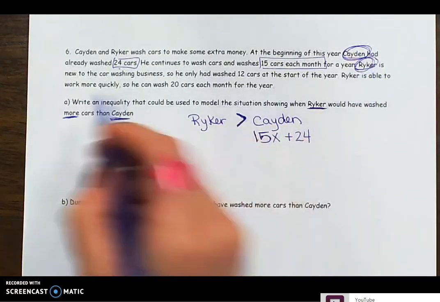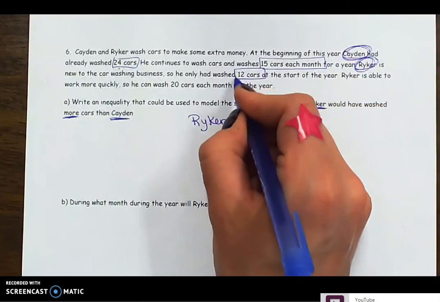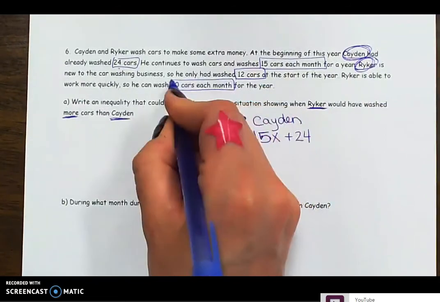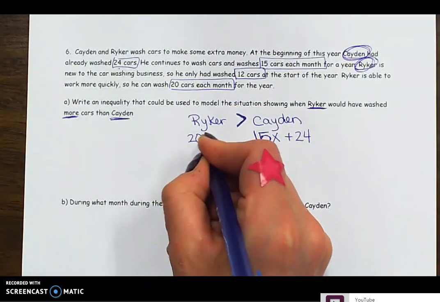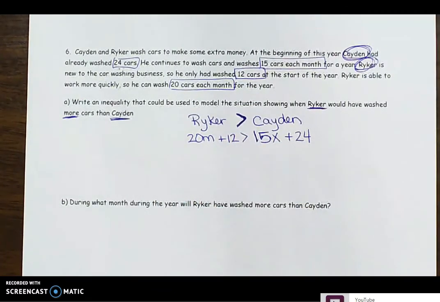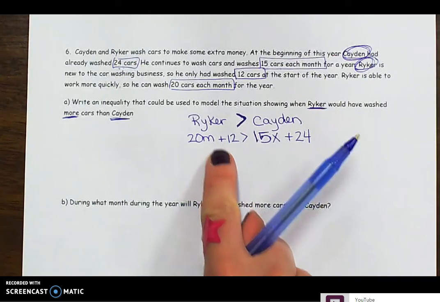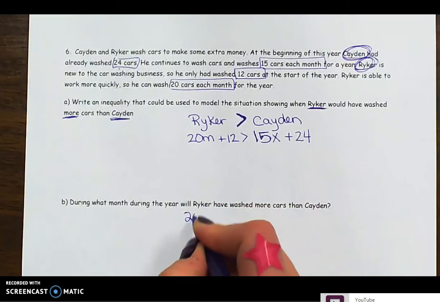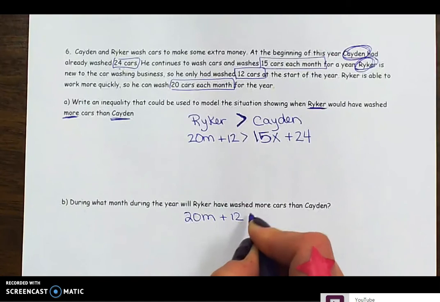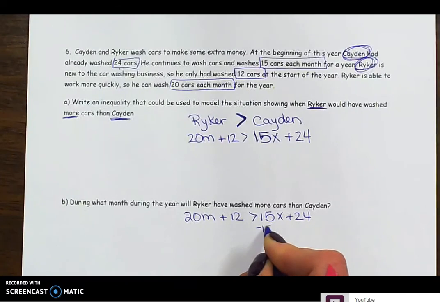Now we go to Riker. He's new to the business, so he washed only 12 cars. Okay, and he is able to wash 20 each month. So 20 each month plus he started with 12. So now we've written our equation. So part B, during what month during the year will Riker have washed more cars than Caden? So now this is actually asking us to solve the inequality. So we can come down here, 20m plus 12 is greater than 15x plus 24. So we can go ahead and solve.